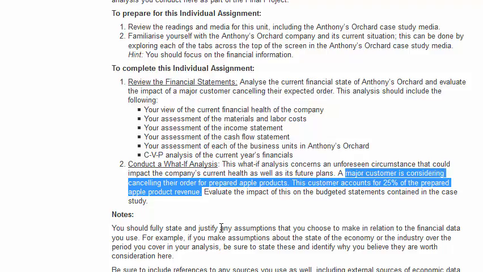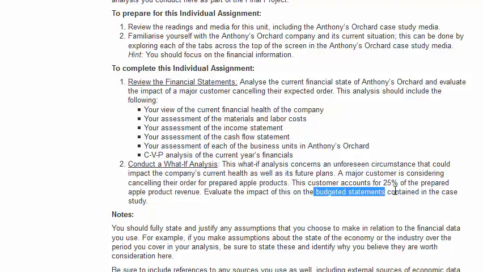So you have to show what will happen to the budgeted statements. You know that in the case study we have several budgeted statements. So you have to reproduce the budgeted statements with reduced sales, when the sales reduce by 25%. What are the changes in the budgeted statements? For this purpose, I suggest you use any spreadsheet software, where you key in the budgeted financial statements and also see what happens when the sales of the prepared apple product reduce by 25%.